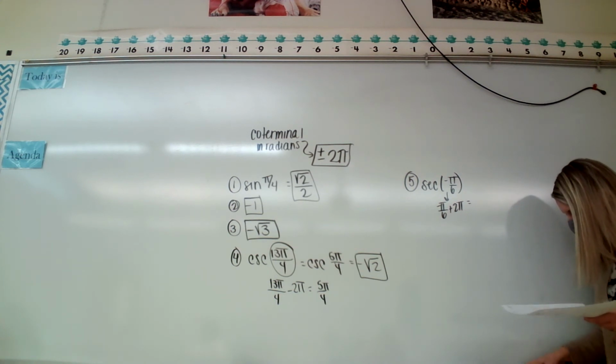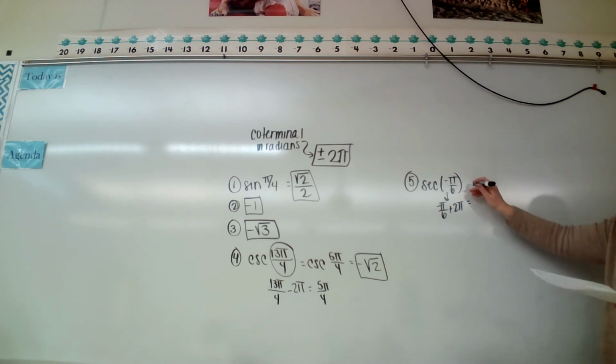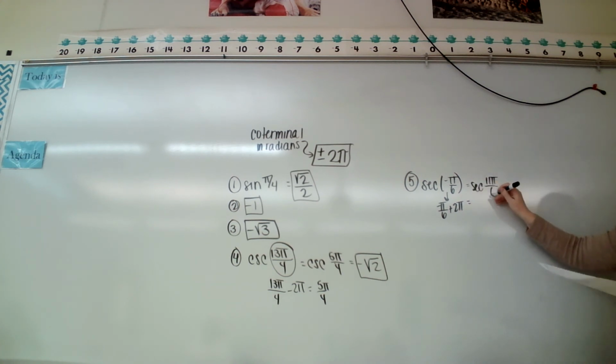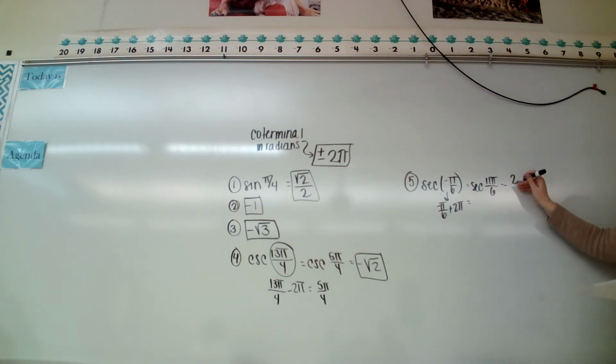So I'm using my calculator. Comes out to 11 pi over 6. Okay, I can do that. Because as I look at my chart, that's right there. 11 pi over 6. I follow it over to the secant column, and my answer should be 2 root 3 over 3.